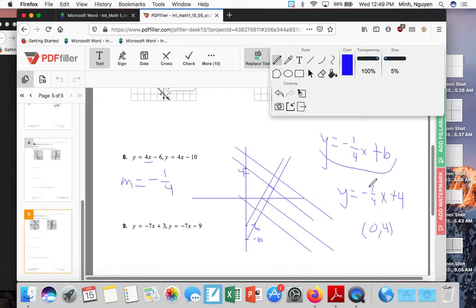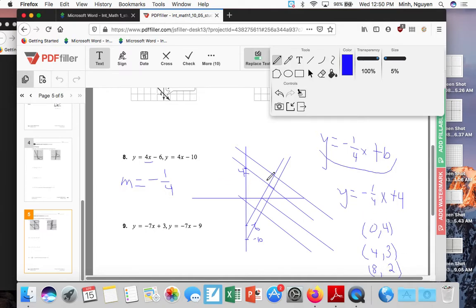And since I'm going down 1/4, it creates this nice and neat line. Down 1 would be 3, and then over 4 would be 4. Down 1 would make it 2, over 4 would make it 8. So I have this nice and neat line.